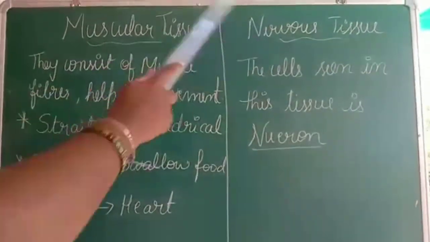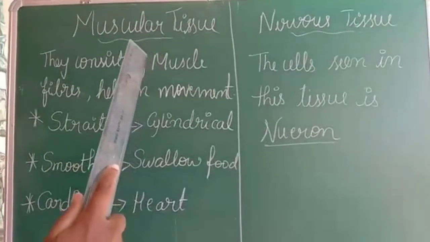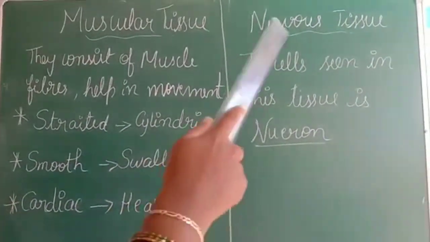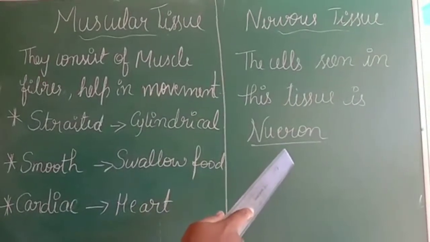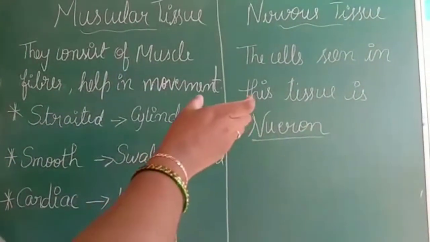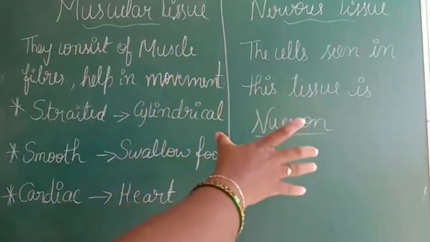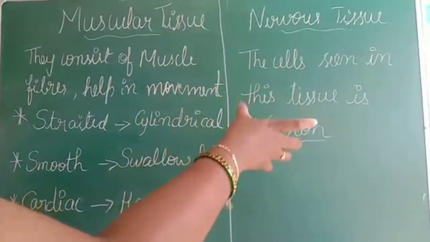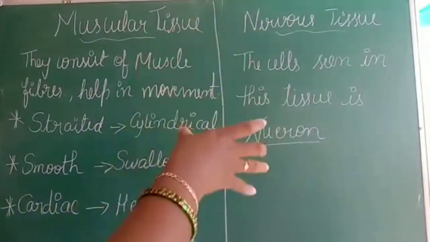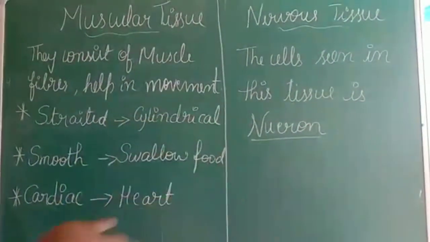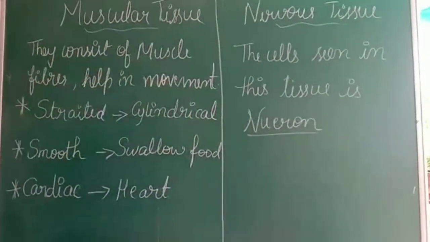Coming to the last type of tissue, that is nervous tissue. Nervous tissue is made by a cell called a neuron. A neuron is a long cell, and the specific length in centimeters is given in your textbook. So nervous tissue is made of neuron cells, and a very important question about the neuron is that it will be asked for the diagram.